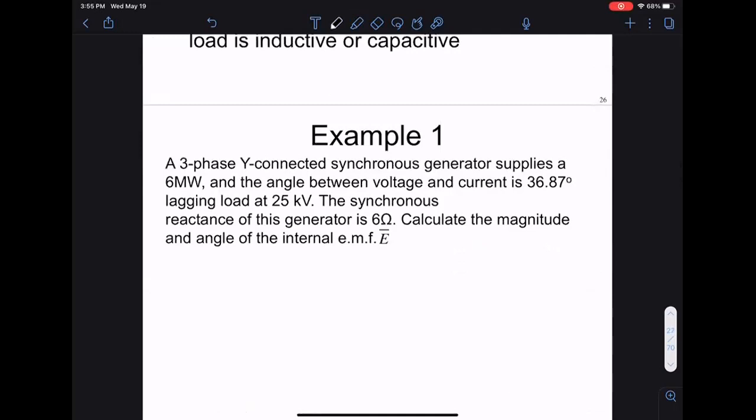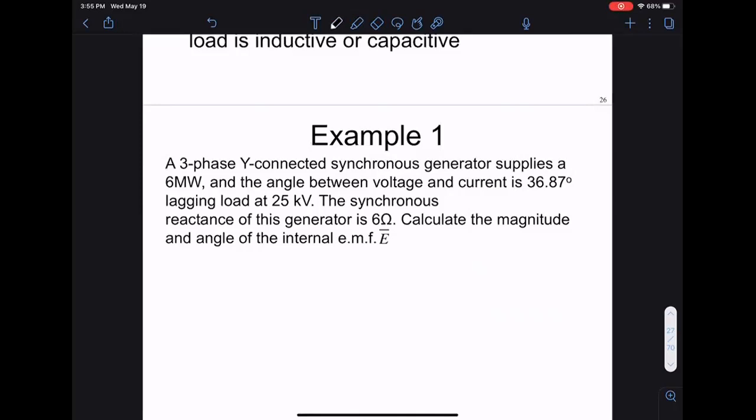So let's do an example to see how these equations work. This example says we have a 3-phase Y-connected synchronous generator that supplies 6 megawatts of active power. The angle between the voltage and current is this angle, and the synchronous reactance is 6 ohms. Compute the magnitude and angle of the internal EMF E.